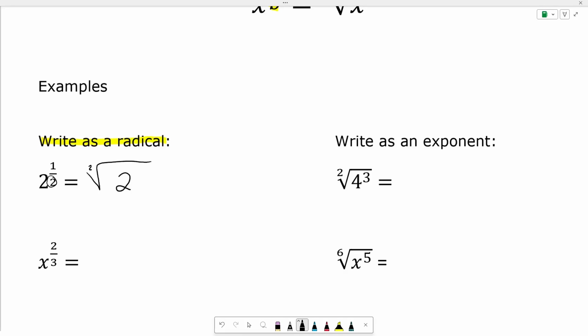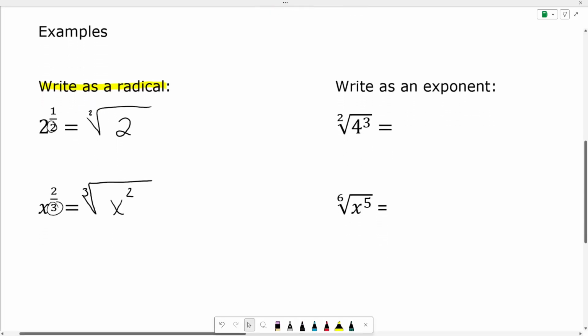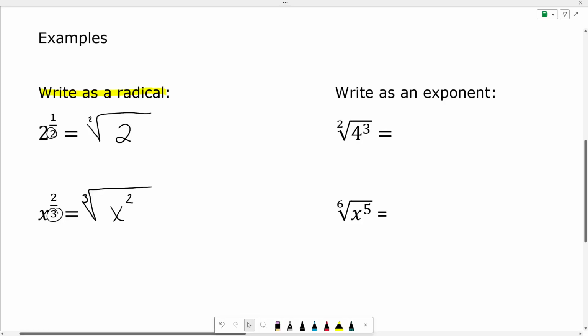Looking at the next example, my denominator this time is 3, so you do have to put the 3 there as my root. The 3 is the root. Tells me it's the third root of x to the second power. Writing them in radical form. We can go the other direction with them, which sometimes is better to have them as exponents.